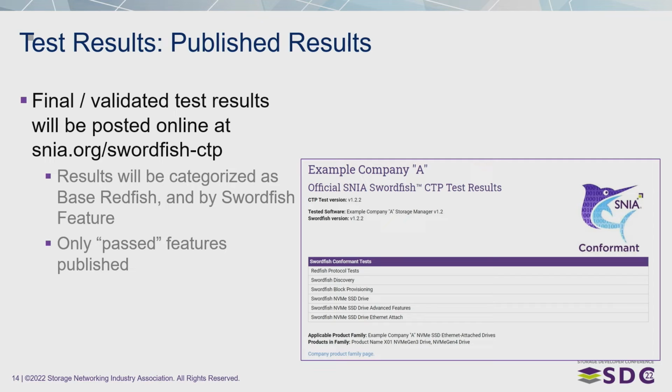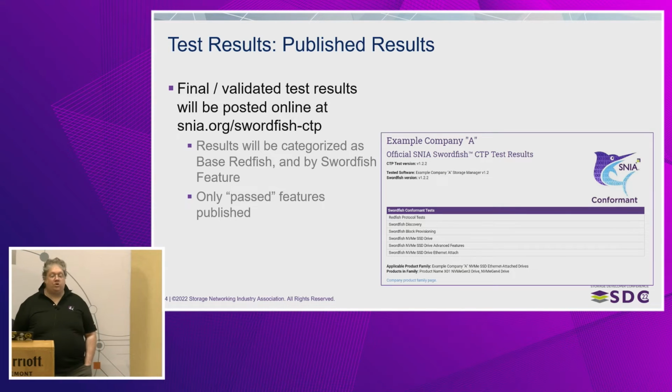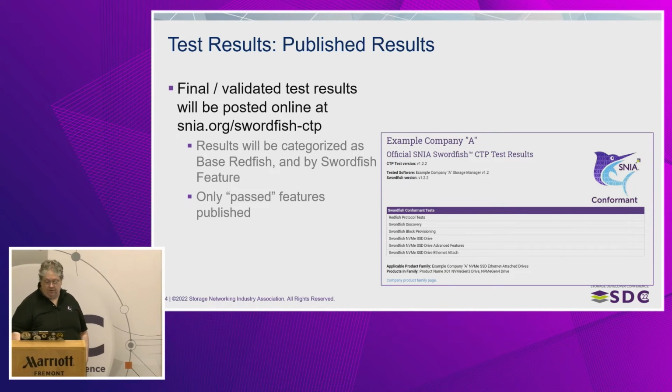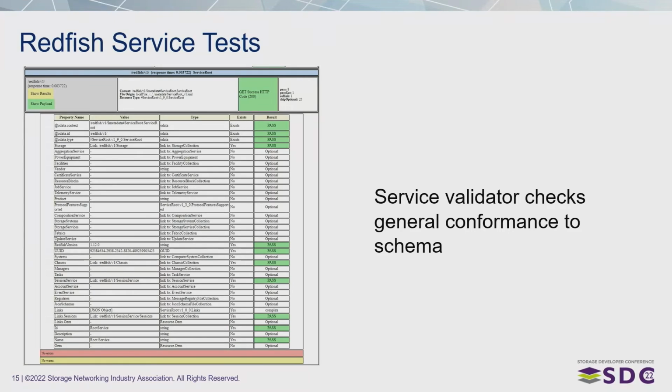So again, publish results. Categorizes base Redfish, Swordfish, and only the passed features are submitted. We don't publish failed features. The key is we're not here to embarrass vendors. We're here to make sure your lives are easy. And there's a service validator that checks general compliance to the schema as well.